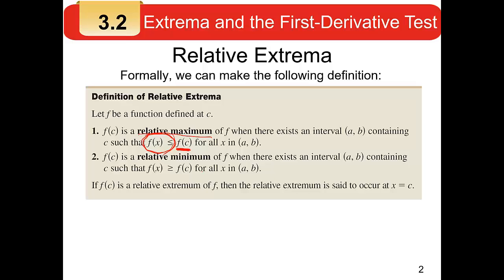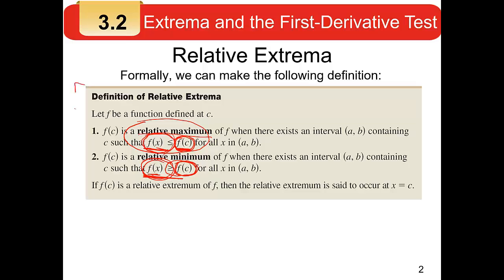That's the sign of a relative maximum. On the other hand, f of c is a relative minimum of the function as long as the function value at c is smaller than the values of the function at all the points around it. That's a relative minimum. The relative maximum, if the function value at c is bigger than all the points around it. It's a relative minimum if the function value at c is smaller than all the points around it. And if that occurs, we can also say that if f of c is a relative extreme value of the function, then the relative extrema is said to occur at the point x equals c.